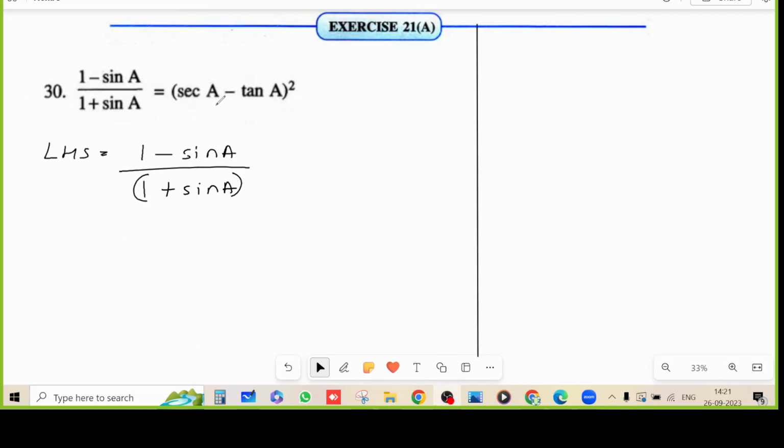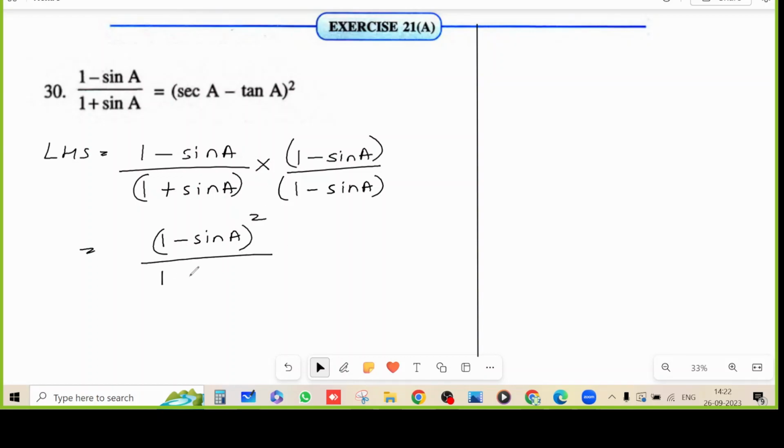Let's now begin with the last question of this session, which is question number 30. The left hand side is given as 1 minus sine A divided by 1 plus sine A. In this question we will multiply both the numerator and denominator by 1 minus sine A. Now the numerator will become the square of 1 minus sine A, and the denominator here will become 1 minus sine square A, since A plus B into A minus B is equal to A square minus B square.